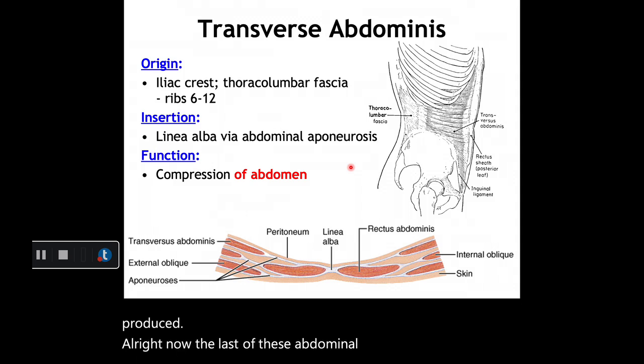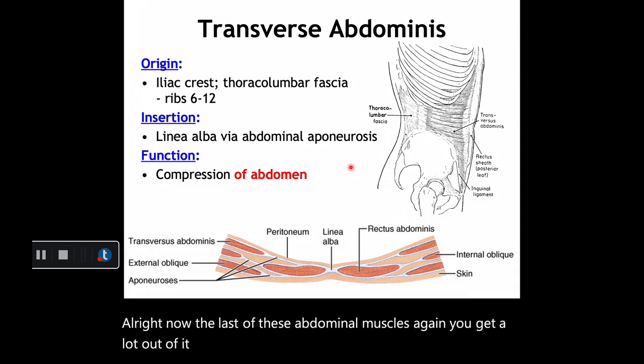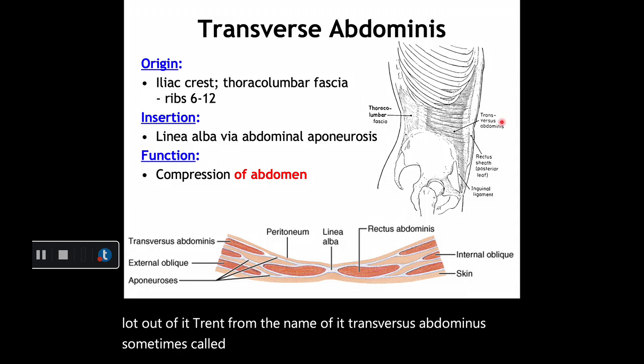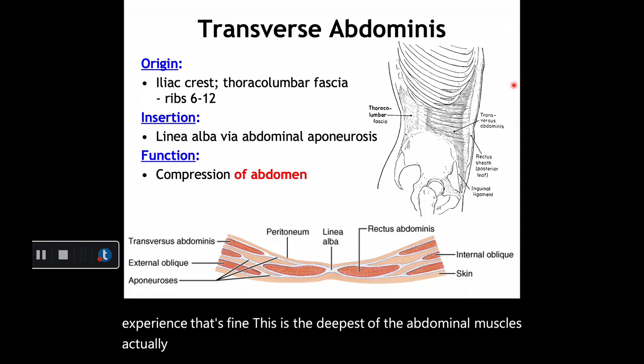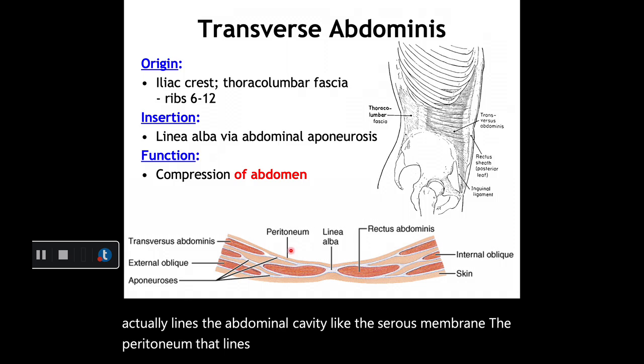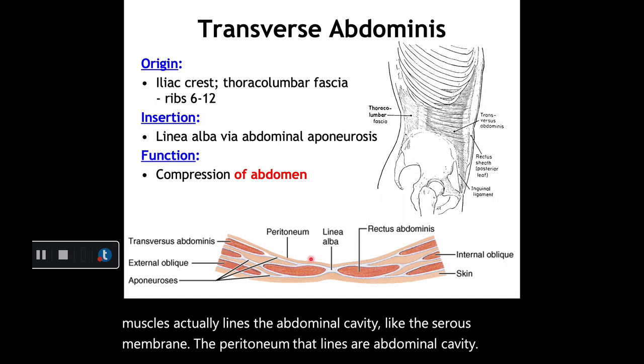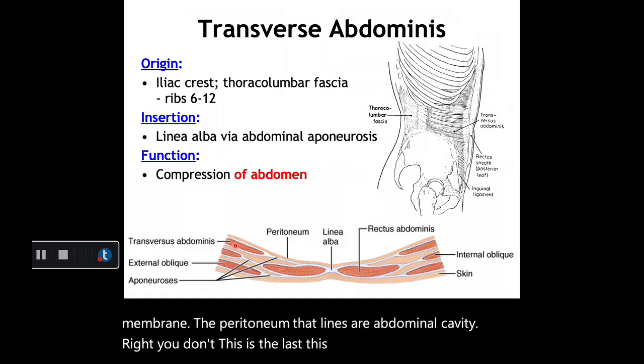Again, you get a lot out of the name: transverse abdominis, sometimes called transversus abdominis, if you want the full Latin experience, that's fine. This is the deepest of the abdominal muscles. It actually lines the abdominal cavity, like the serous membrane, the peritoneum that lines our abdominal cavity. This is the last muscle right here, transverse abdominis.